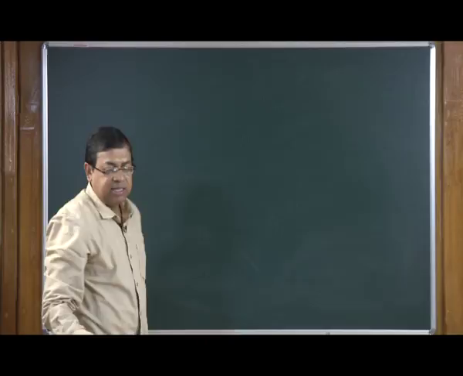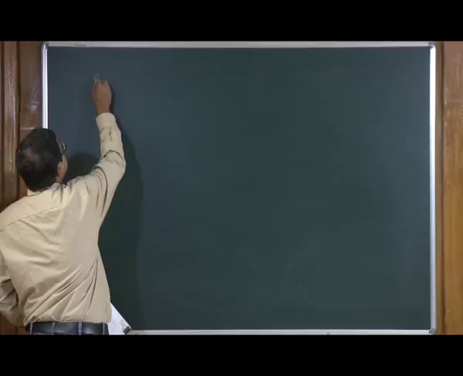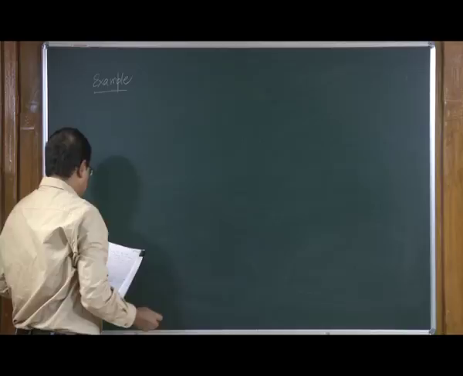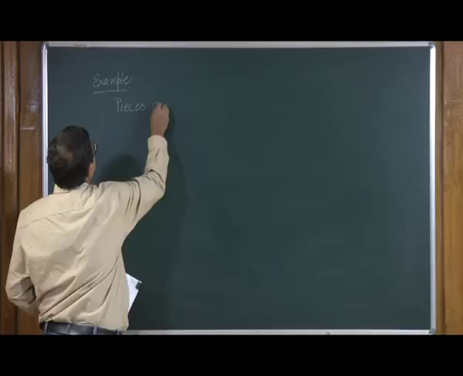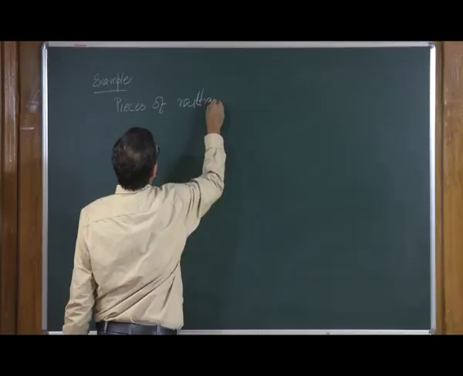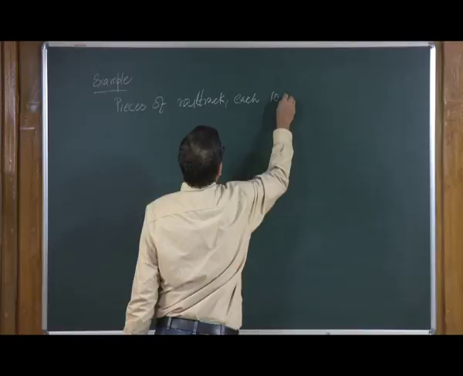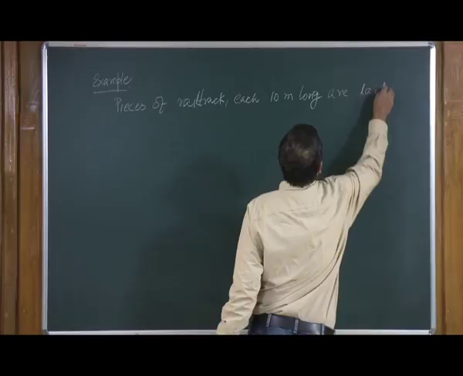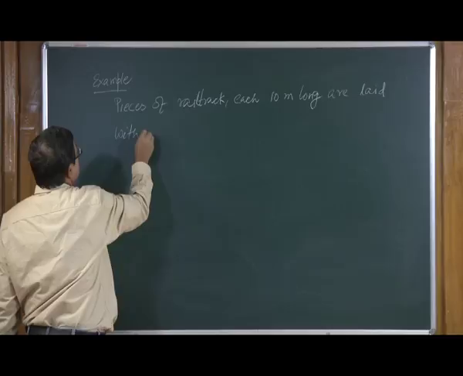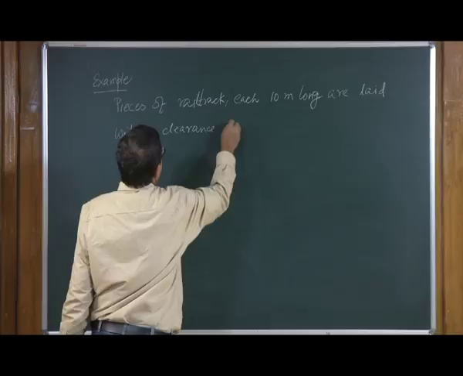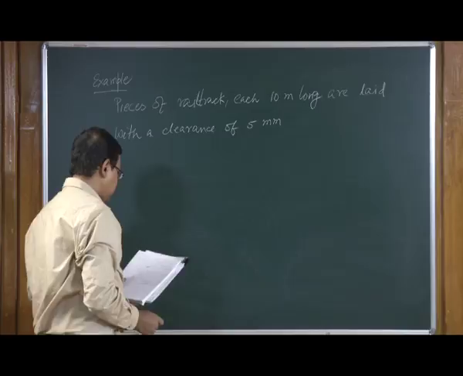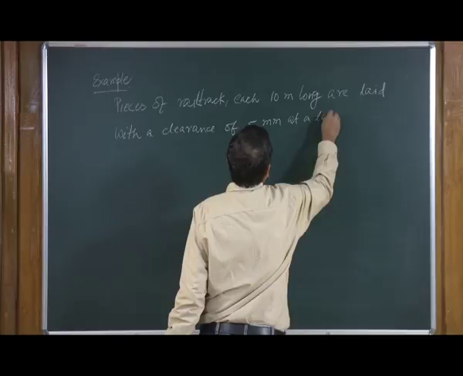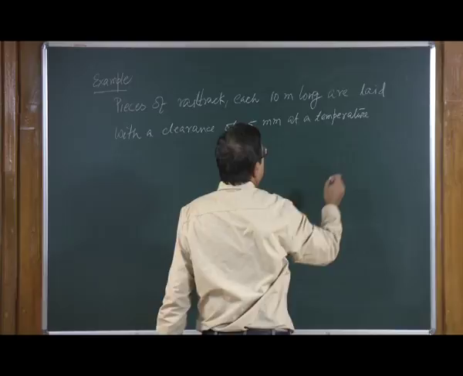So, let us take this: pieces of rail track, each 10 meter long, are laid with a clearance of 5 millimeters at a temperature of -30°C.